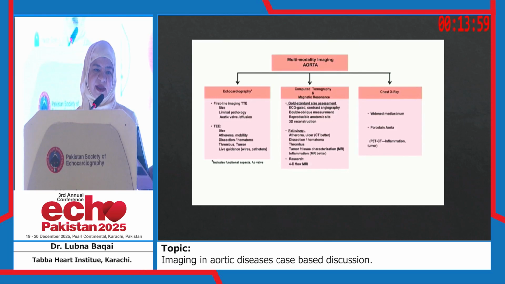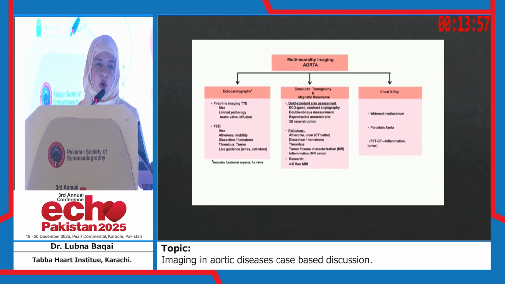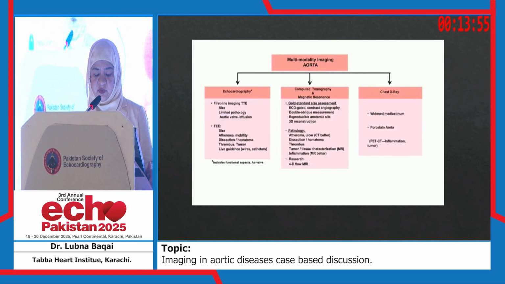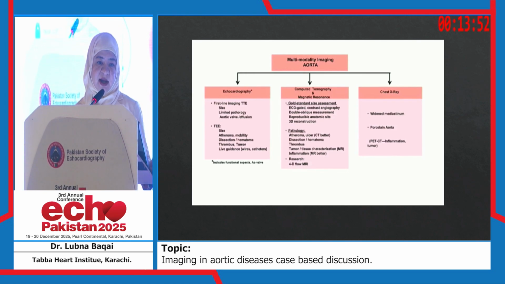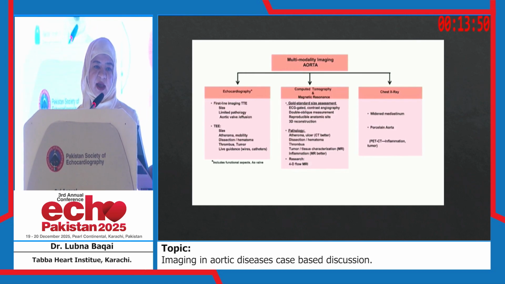Now come to the CT and the CMR. The CT is the gold standard for the assessment of the size, atheroma, ulcer, dissection, and tumor in any part of the aorta. But if you have to look for inflammation and tissue characterization of a mass, then CMR is a better option. And last but not least, I would like to discuss the chest X-ray, often missed. But for the initial investigation, you can look for mediastinal widening and calcification of the aorta on a simple chest X-ray.